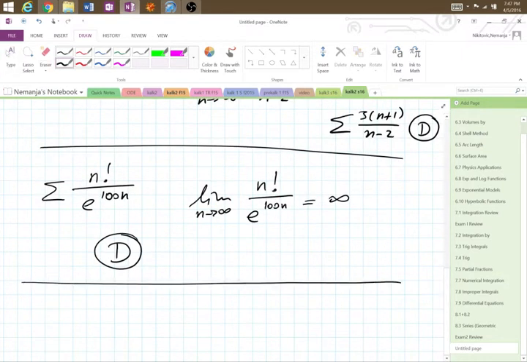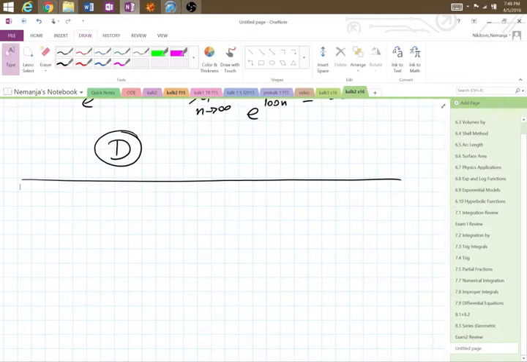So if you get 0, the test is inconclusive. You have to use something else. If you get a non-zero value, whether it's the number 3, whether it's infinity or negative infinity, then the series definitely diverges. So that's the divergence one.